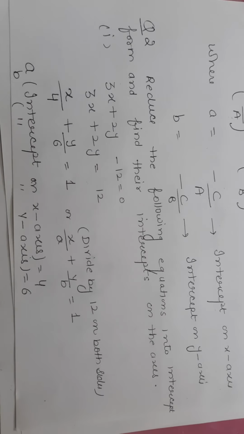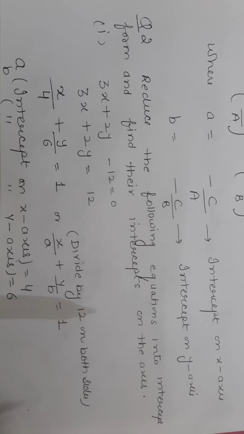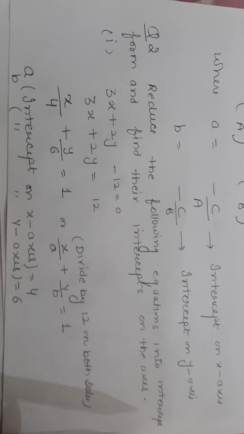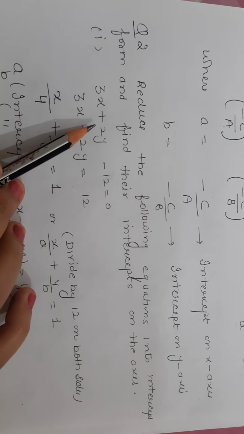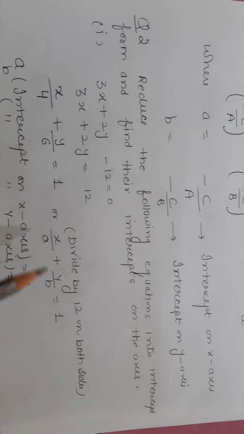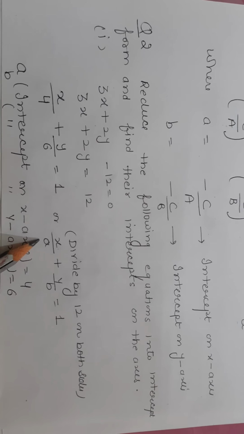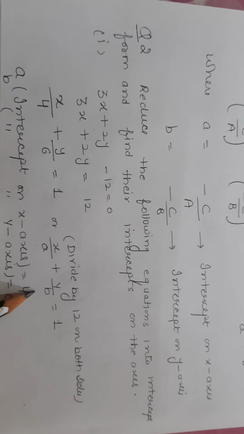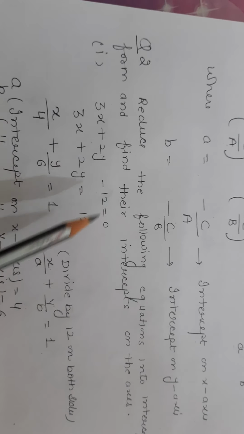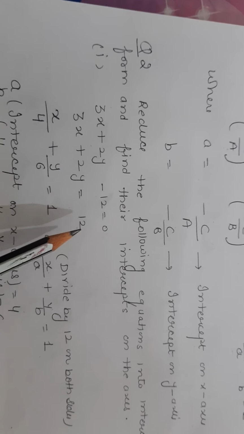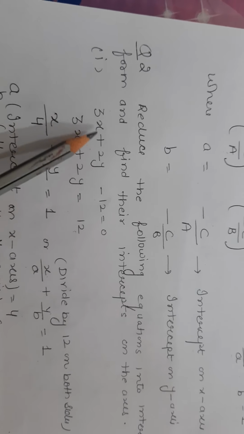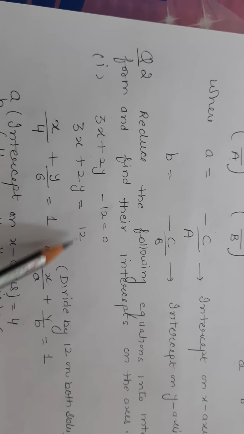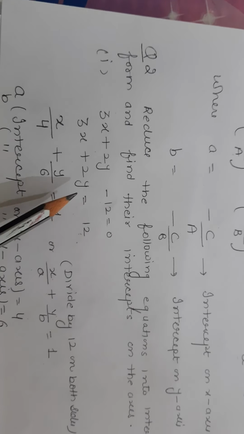Question number 2. Reduce the following equations into the intercept form and find their intercept on the axis. For this, we need to reduce our equation to this form: x by a plus y by b equal to 1. First, we shift this constant to the right hand side, and this should be positive. So this is 3x plus 2y equal to 12. Now divide by 12 on both sides.